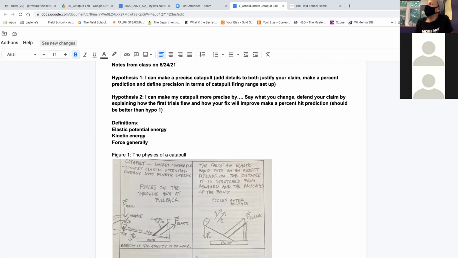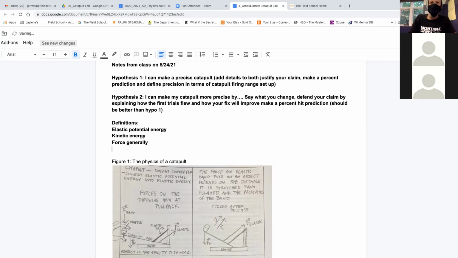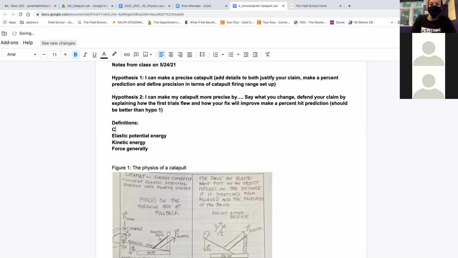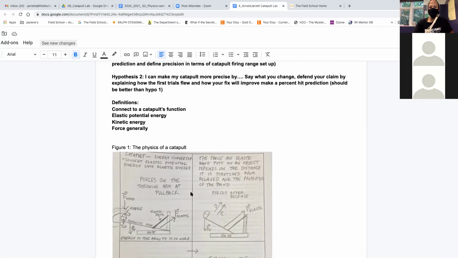So you also have to define what a catapult is, like an energy converter, that first potential energy. Yeah, but you have to connect these to a catapult, right? So we're connecting this to a catapult's function, right? Elastic potential energy. So we said, and if we look at this drawing right here, this drawing right here is showing, let's see if this is going to work.